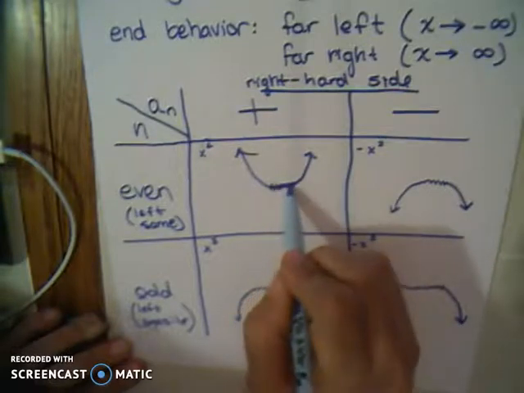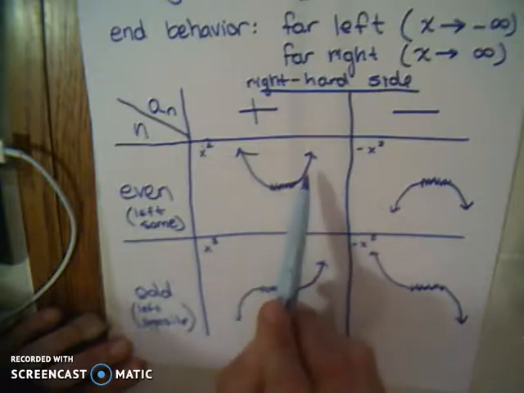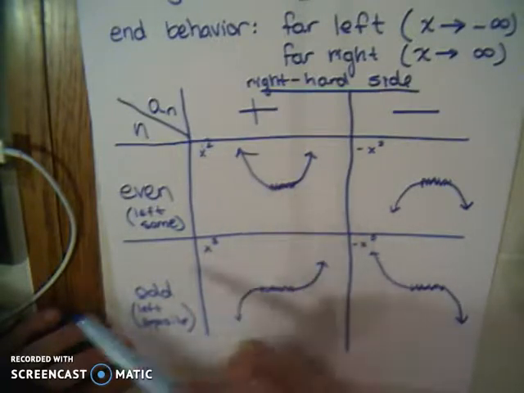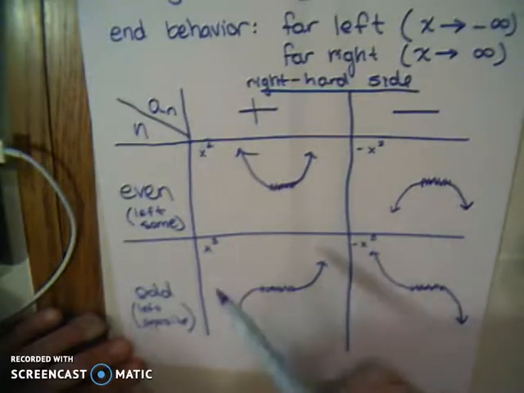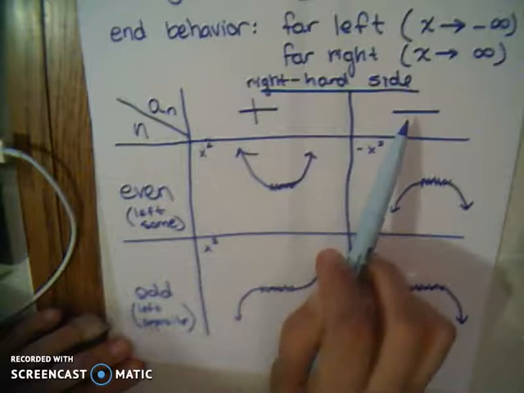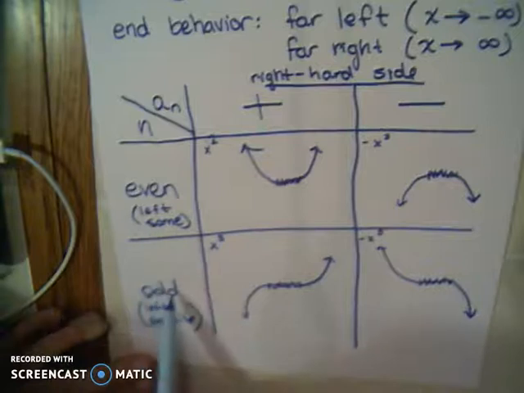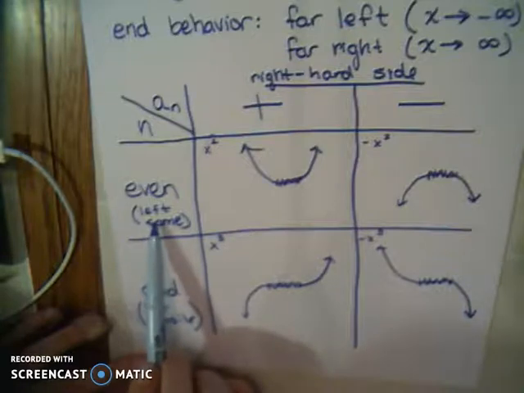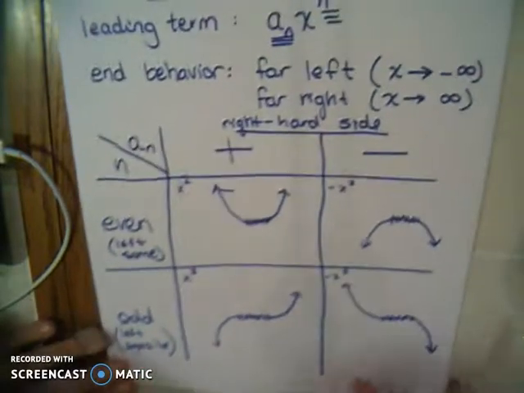Now, I've got these scribblies in the middle because we have no idea what any of these graphs are doing in the middle yet. This leading term test only tells us the end behavior, what our graphs are doing as they go off the left-hand side of our graph and the right-hand side of our graph, or on the calculator, off the left-hand side of the screen and the right-hand side of the screen. So the sign of the leading coefficient tells us what happens on the right-hand side. And then the degree tells us how to figure out the left-hand side. If it's even, it'll do the same. If it's odd, it's going to do the opposite. And let's do a couple quick examples of this.